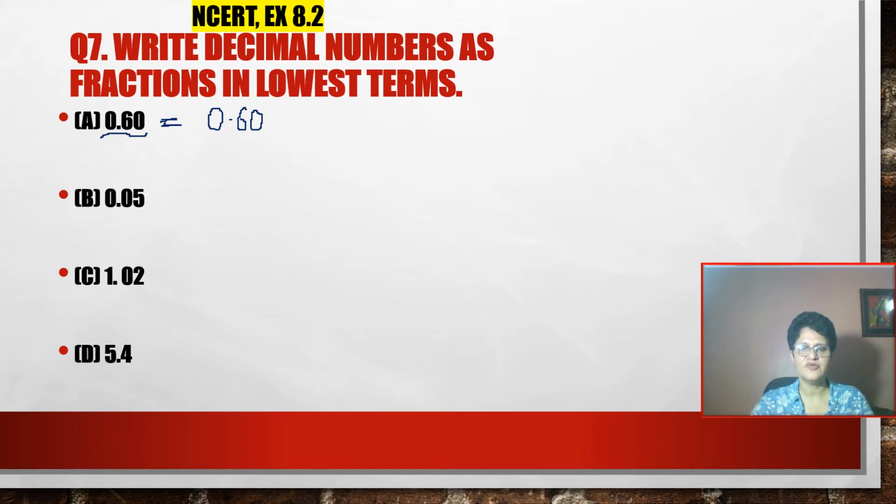And the trick to change it into a fraction is that you copy the number as it is, ignoring the decimal. So when I ignore the decimal, I get 060. Okay, and you know that the 0 on the left of a number has no value, so I can ignore this 0 also. So let me write it again. Now I'll write it as 60. So step 1 is that you just ignore the decimal and write the number as it is.